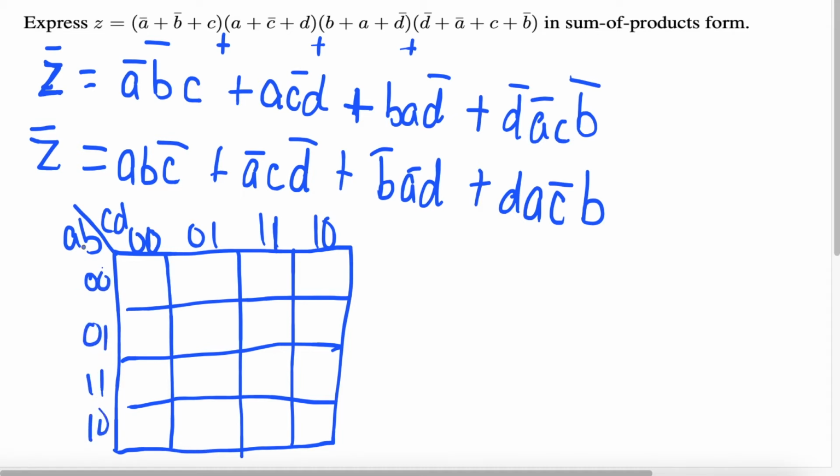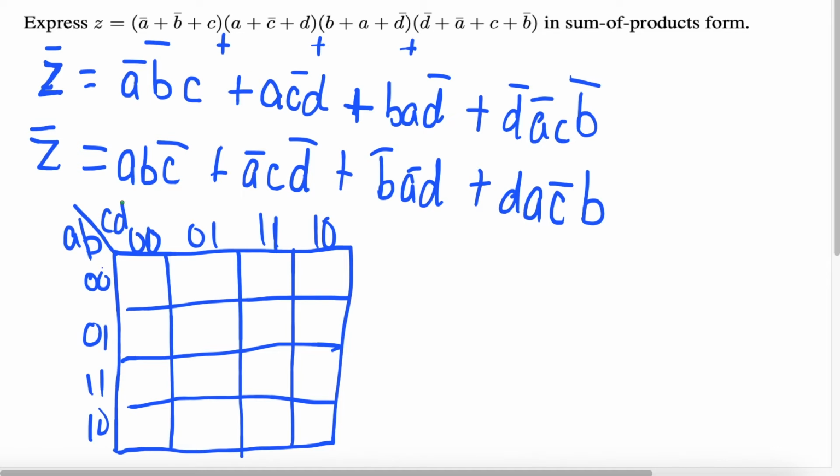So we have A, B in this corner, C, D in the top corner, and we have 0 0, 0 1, 1 1, and 1 0 going across horizontally and vertically in that specific order. Now that we have our Karnaugh map constructed, we have to fill these in with ones based on the equation that we have derived.